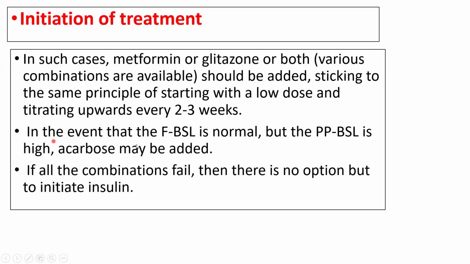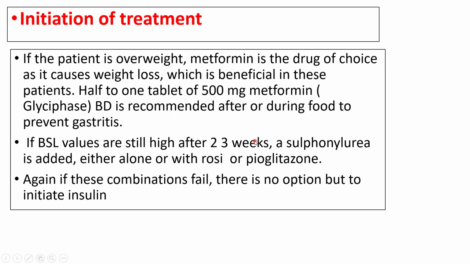In the event that fasting blood sugar is normal but PP is high, then the only option is acarbose. Acarbose may be added. If all the combinations fail, then there is no option but to start insulin.